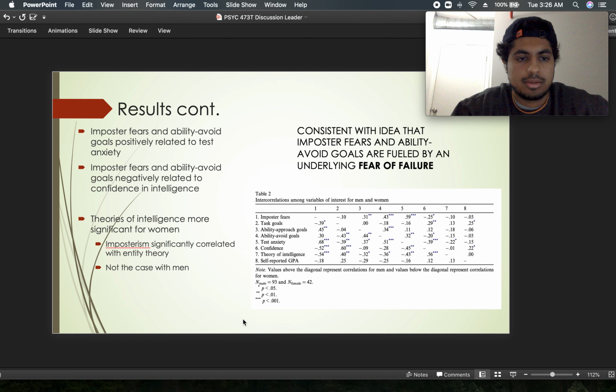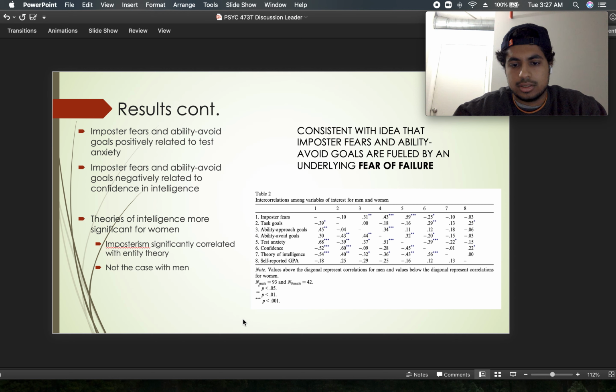So now I'm going to talk about the results as they pertained to correlations. They basically tested correlations for all of the different factors in their questionnaires to look for any significant correlations or associations. One of the first ones they found was that imposter fears and ability to avoid goals are positively related to test anxiety. And they also found that imposter fears and ability to avoid goals are negatively related to confidence in intelligence. And this was the case for both men and women.